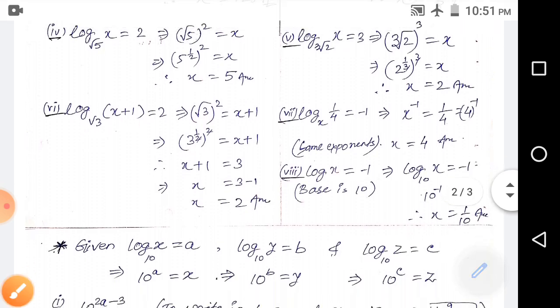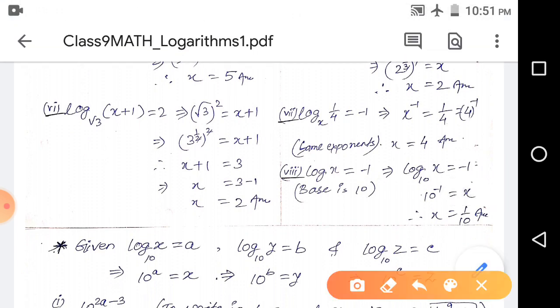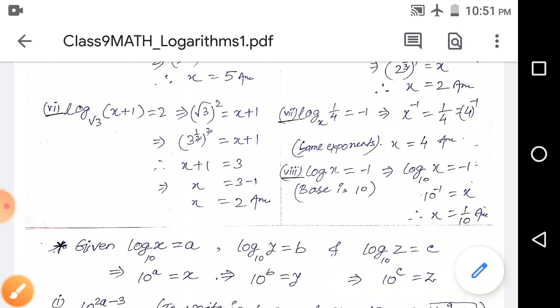Now see the next, we have log base x of 1 by 4 equal to minus 1. So here we take x to the power minus 1. This x to the power minus 1 equals 1 by 4. So this 1 by 4 can be written, by taking the reciprocal, as 4 to the power minus 1. So x to the power minus 1 equals 4 to the power minus 1. Here the exponents are the same, minus 1 and minus 1. So x equals 4. This is the answer.